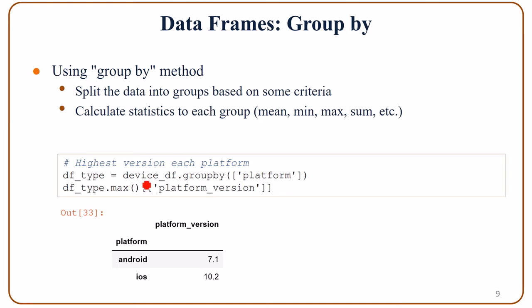So this is an example. We have the data frame, namely device df. So call the method group by for that data frame. Group by what? Give it a list that has the label or the column name. You can group by more than one column. So if you have another column, just put the second or the third column in the list.